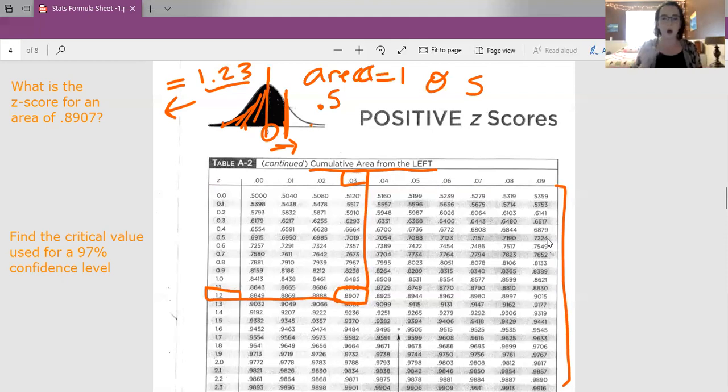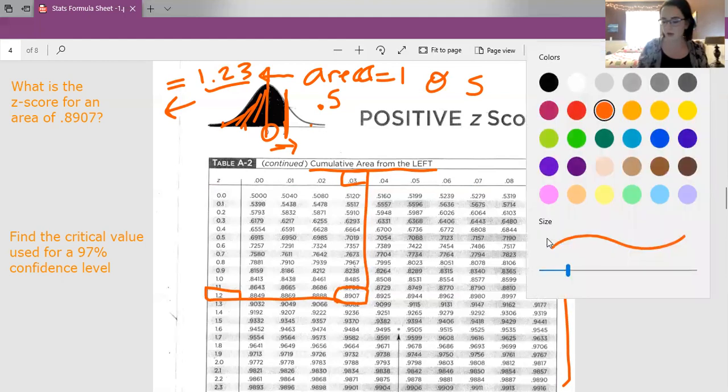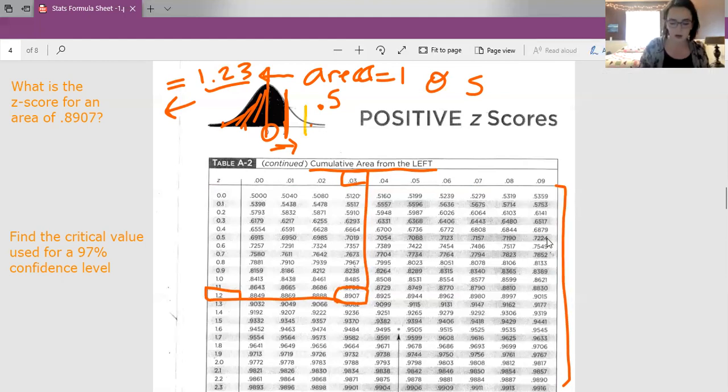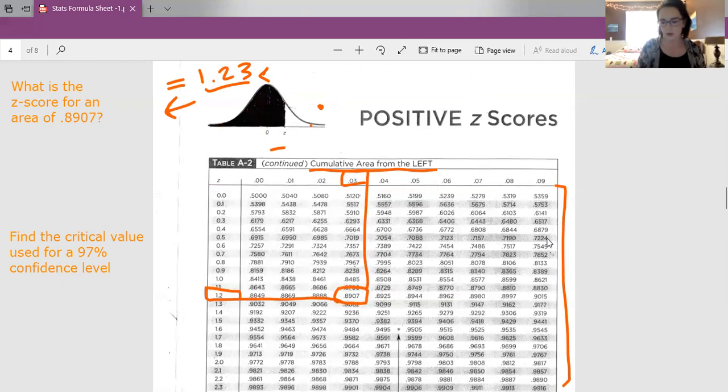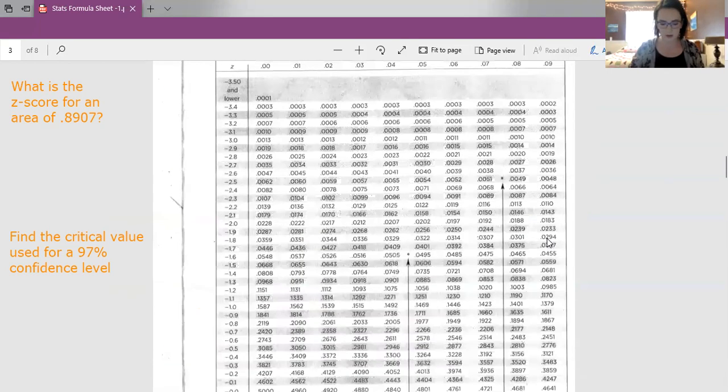So any positive z-score value is going to have an area greater than 0.5, because now you're accounting for that area, or if it was over here, now you have this distance to cover on top of this. Okay, so this is important when we think about the negative z-score table. So let's go up here and look at that.